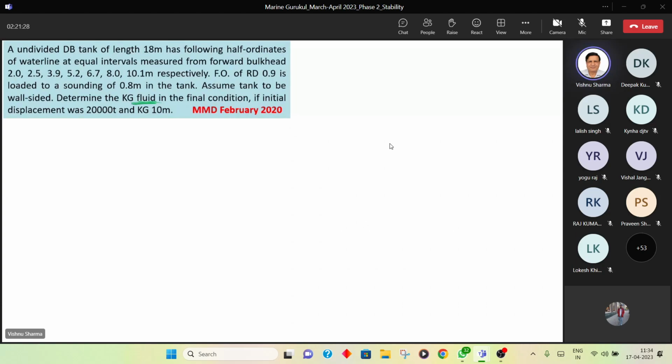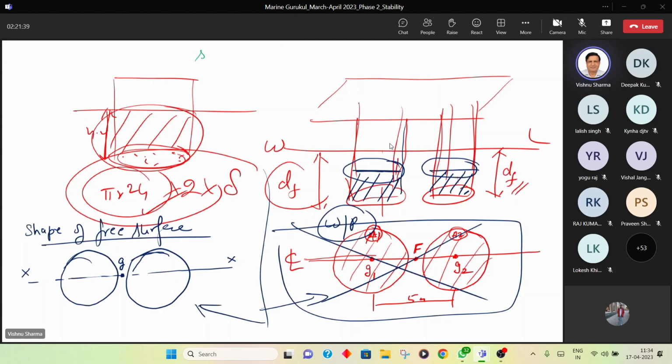Now, there is a word used here, wall-sided. Assuming the tank to be wall-sided. Okay, I'll go back here again. Now, when we say a ship is wall-sided, we mean that the water plane area over the range, if you say the full ship is wall-sided, that means from keel to waterline. If you say the ship is wall-sided between 3 meters and 5 meters, then between 3 and 5 meters. So when the ship is wall-sided over the range in which it is wall-sided, the water plane area of the ship is identical in that range. Then the ship is said to be wall-sided. Is that clear, beta? Understood?